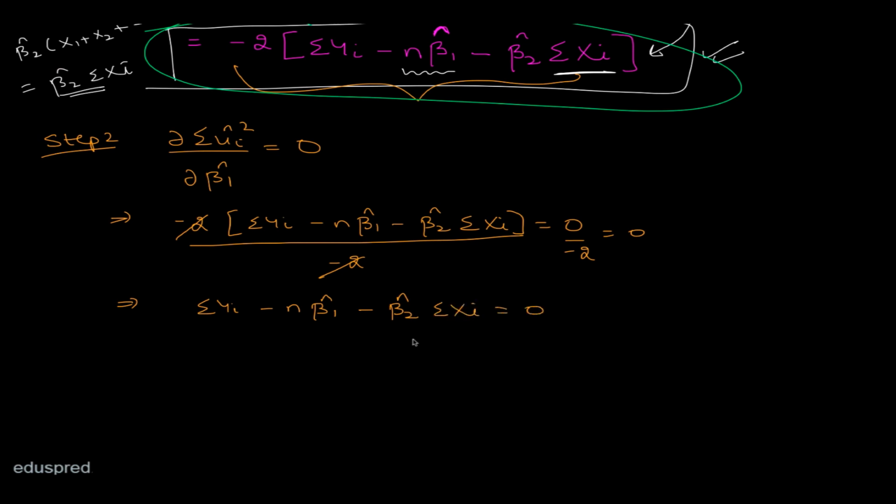to 0. Now because we are doing this partial differentiation exercise with respect to beta 1 hat, we are going to solve this expression for beta 1 hat.